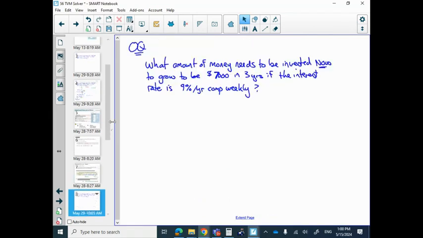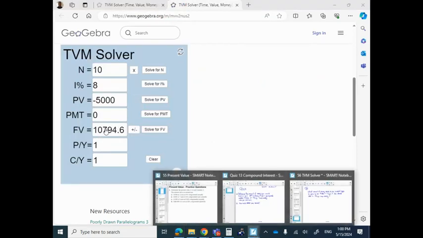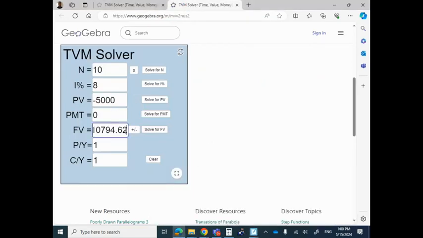Okay. So if we went back to this question here, $7,000, we want it to grow to be that. We can easily do that even with the program, right? So we want our future value to be 7,000. But just like we work backwards with the equations, we can work backwards with this program.